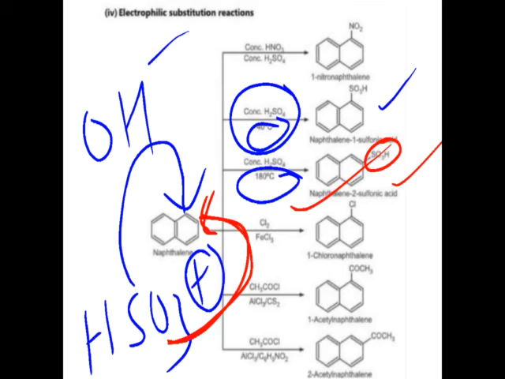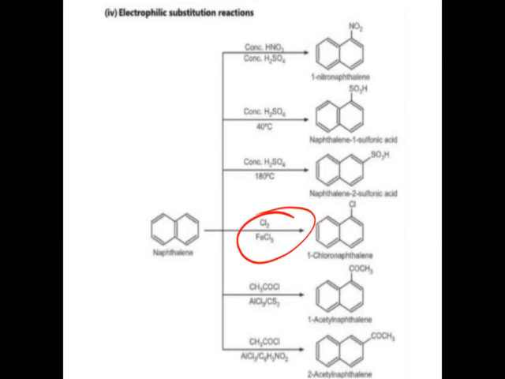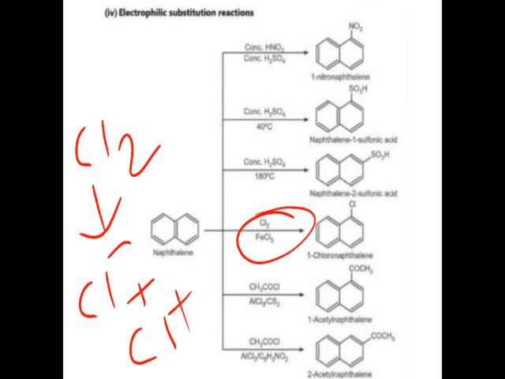Then the next reaction is the chlorination reaction. Chlorination takes place in the presence of chlorine and ferric chloride. So Cl2 dissociates as Cl minus and Cl plus. This Cl plus binds to this carbon, and we get 1 chloro-naphthalene. So that is the chlorination reaction.